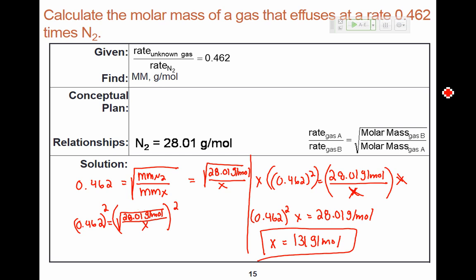And that makes sense. What that tells us is N2 is smaller, so it's going to have a faster rate. So that's why that number is less than 1. And of course, I can figure out what the unknown gas is if I can find a gas that has a molar mass close to that.